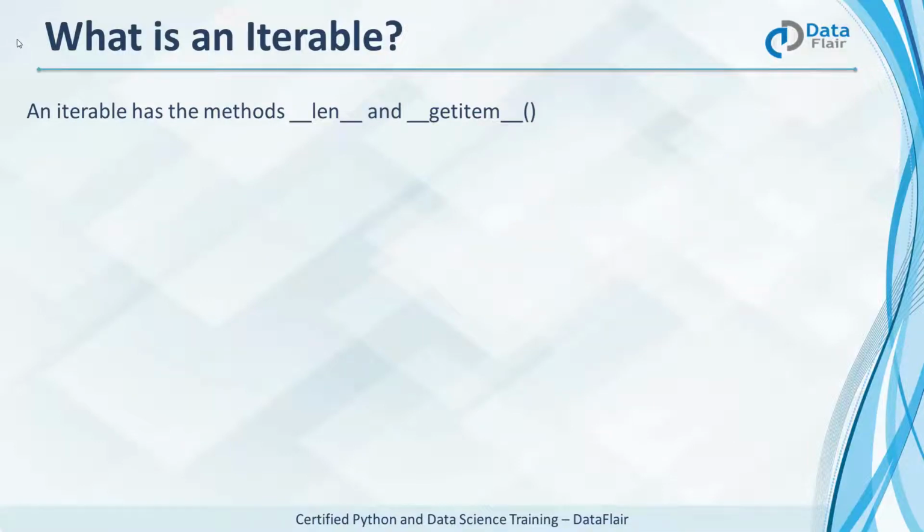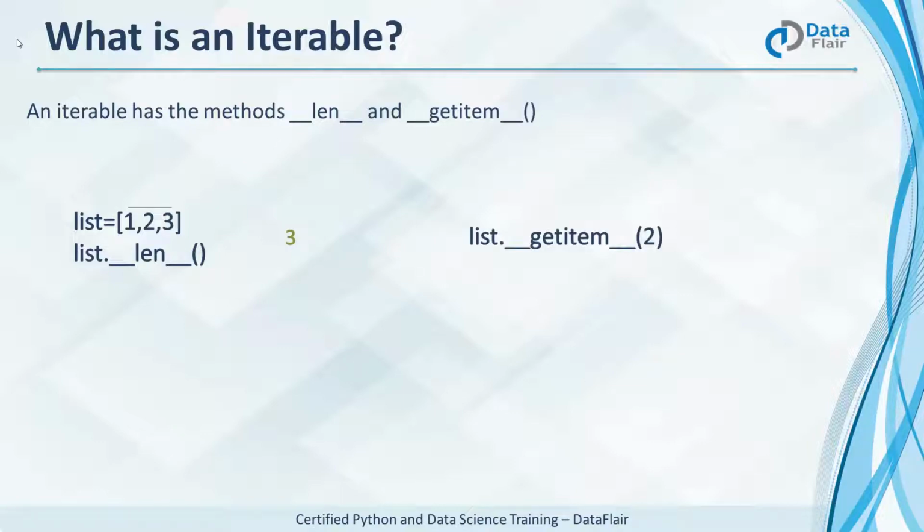There's one thing about iterables. These have the methods len and getItem. We have the list 1, 2, 3. We call the length method on this. Well, the list has 3 items, 1, 2, and 3. So the length of this list is 3. GetItem gets the item at the index 2. This is the value 3.